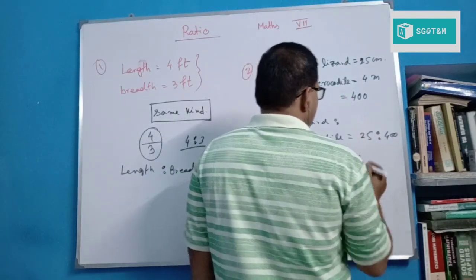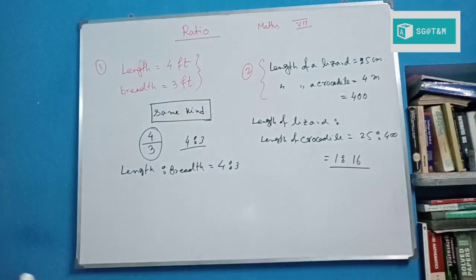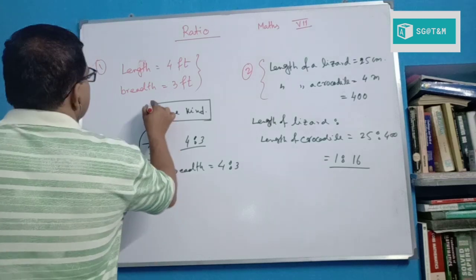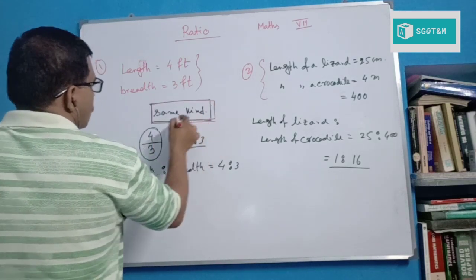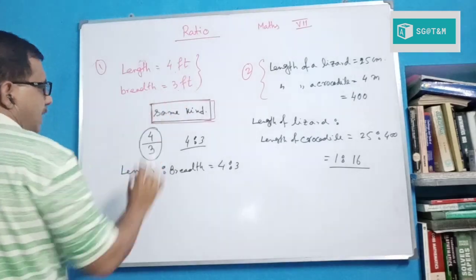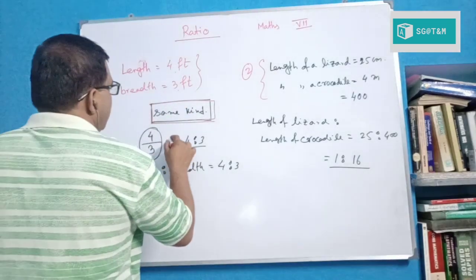Yes, or it can be written as 1 is to 16. Okay, so the ratio is nothing but the quotient of two quantities of the same kind. I repeat once again, same kind. So it is free from unit. Since it is the same kind, if we divide 4 feet by 3 feet, feet cancel out, so we get a unit-free quantity.